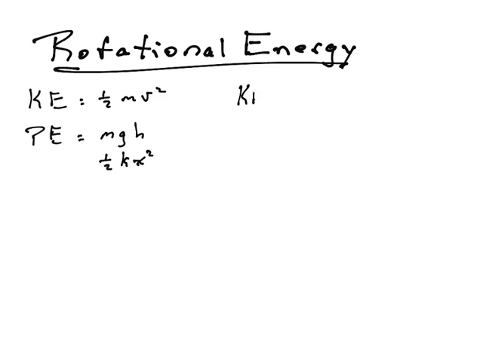So, kinetic energy, there's a rotational version, and that's going to be 1/2 I omega squared. The mass, the rotational version of a mass, is something called I, which is called the moment of inertia, which we're going to have to talk about. And of course, instead of v squared, we have omega squared. That's the angular velocity squared.